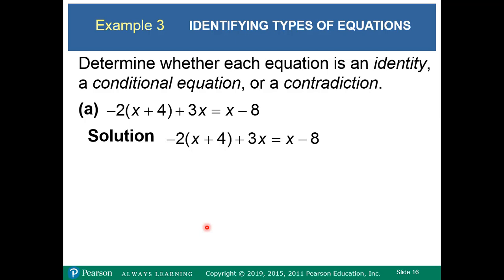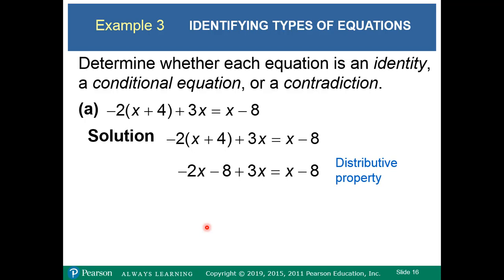Now here's what we want to do. We want to determine whether this equation is an identity, a conditional equation, or a contradiction. So let's solve and see what we get. If we get the same thing on both sides, it's an identity. If we get different things on both sides, then it's a contradiction. If we get x is equal to something, then it's a conditional.